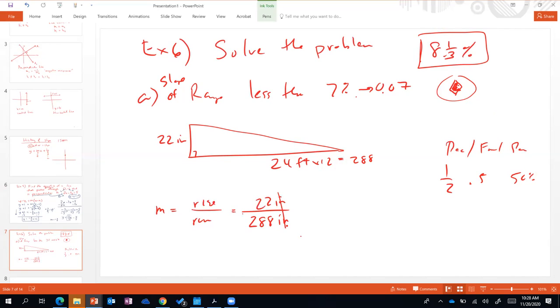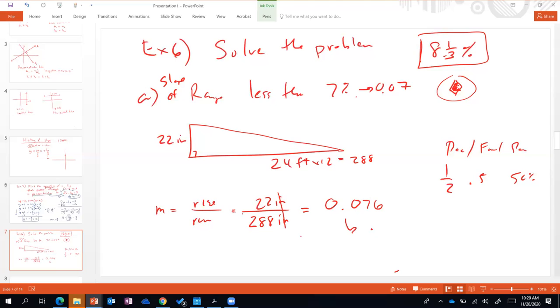Yeah, I got 0.076388. Okay. Oh, I divided the wrong number by the wrong number. It's over that 0.07. Too steep, yeah. So here it is. We got a 0.076, and we got ourselves a problem. And we don't need to go further than that because we know we are done at this point, right?